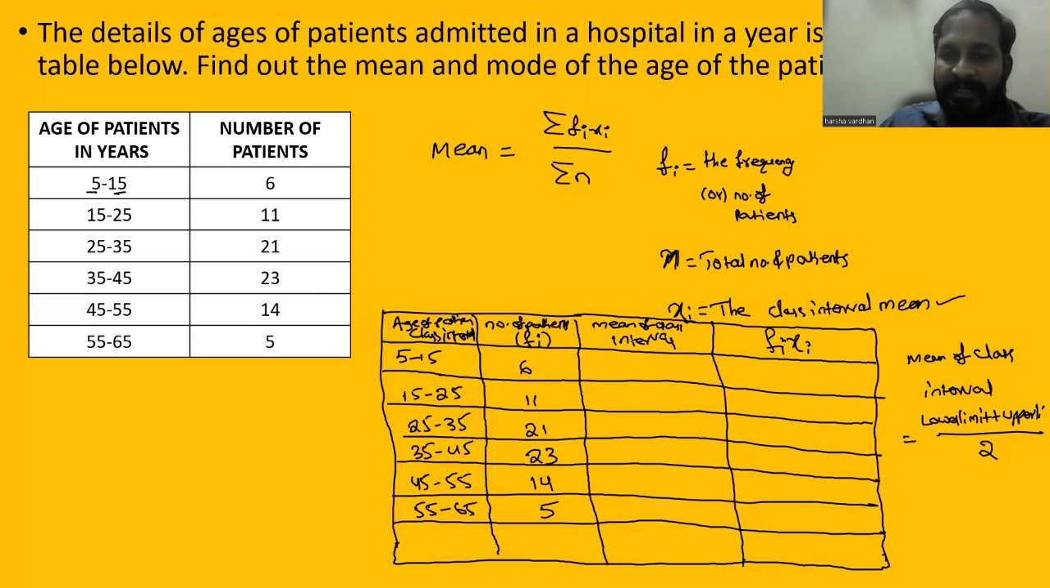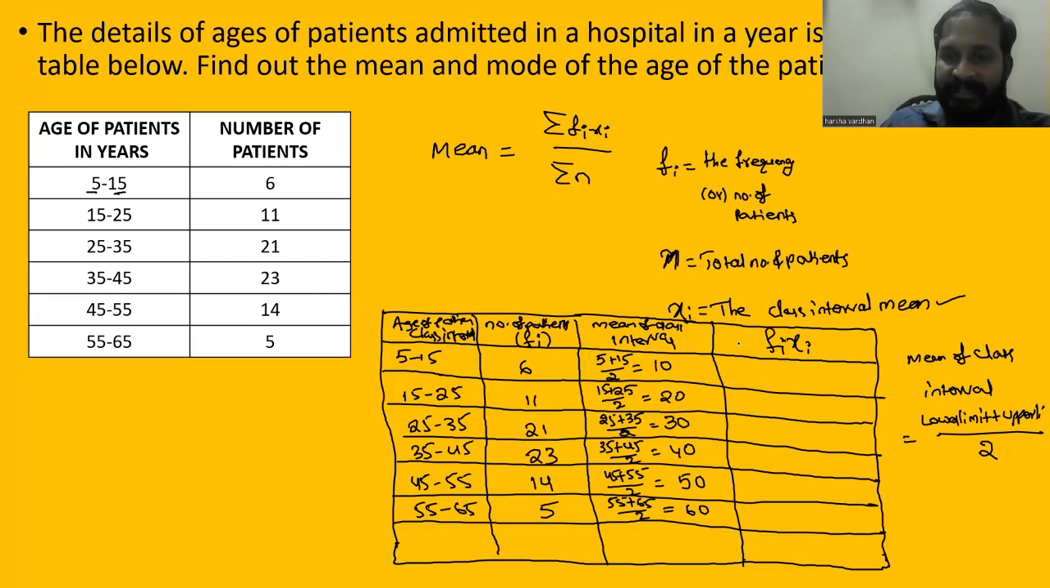Mean of interval, I will write for this one here. 5 plus 15 by 2, that is 10. Next, 15 plus 25 by 2, that is 20. 25 plus 35 by 2, that is 30. Next, 35 plus 45 by 2, that is 40. Next, 45 plus 55 by 2, that is 50. Next, 55 plus 65 by 2, that is 60.